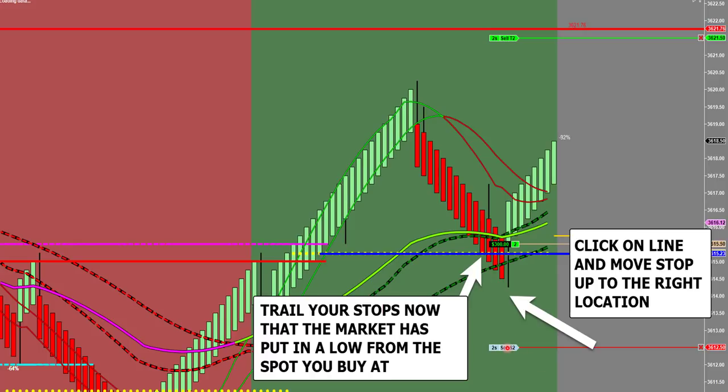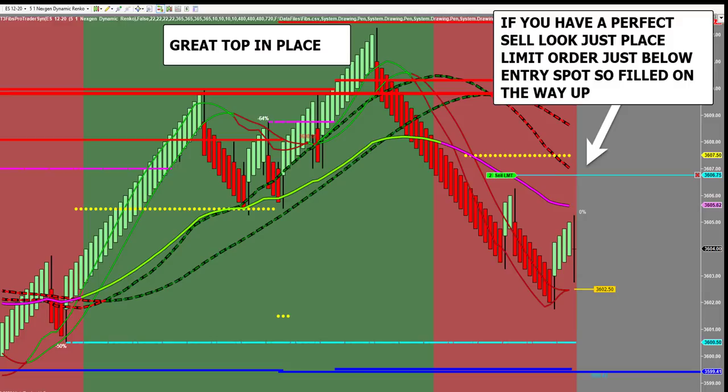You're also going to use the same click and drag method for your stop orders. So your initial stop may start out down here at 3 points away, but eventually you're going to click on that and you're going to move your stop below a new pivot as it goes up. Same thing on the sell side.